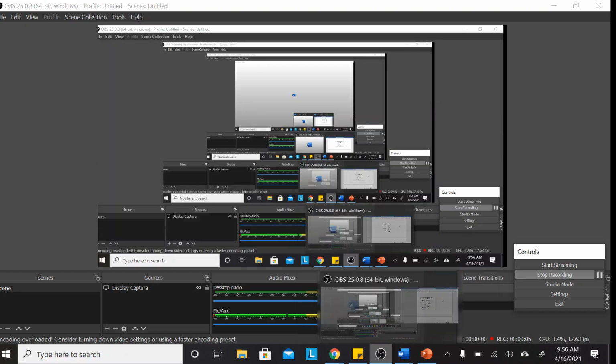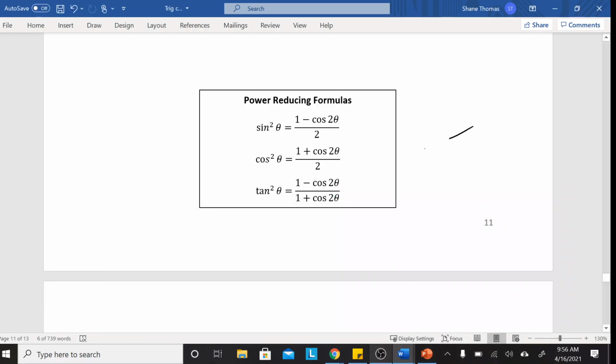We left off yesterday. Yesterday we stopped right at the power reducing formula. When you get higher level trig functions, something to the third power, the fourth power, the fifth power, we have to have some way to reduce them to more manageable things, down to our squares, down to our single units.